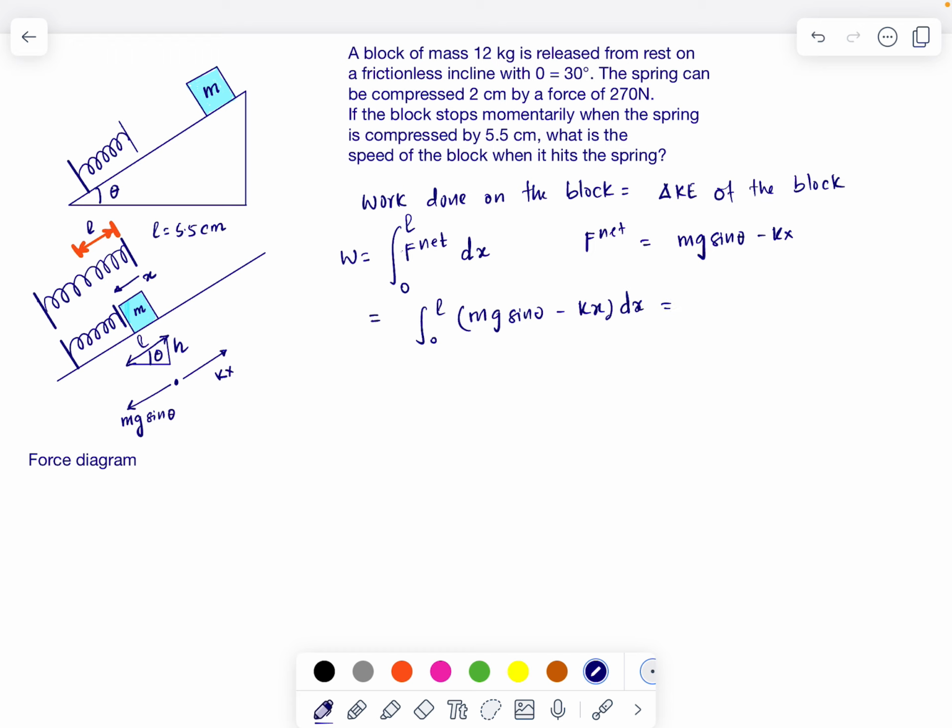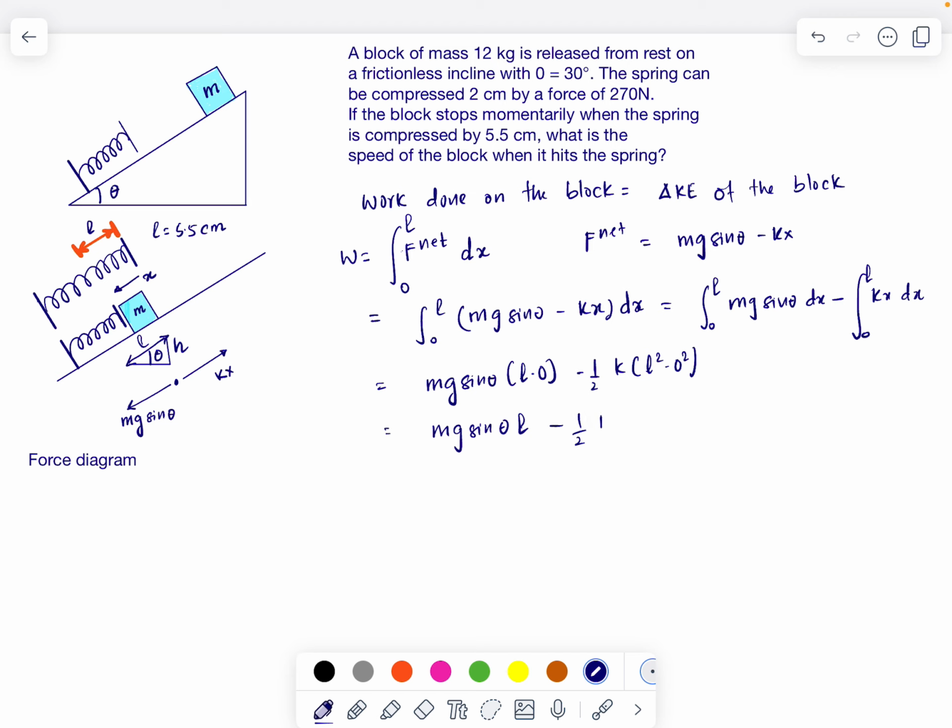So we can split this into two different integrals: 0 to L of mg sine theta dx, minus kx dx between 0 to L. So this becomes mg sine theta times (L minus 0) minus half k (L square minus 0 square), which equals mg sine theta times L minus half kL square.